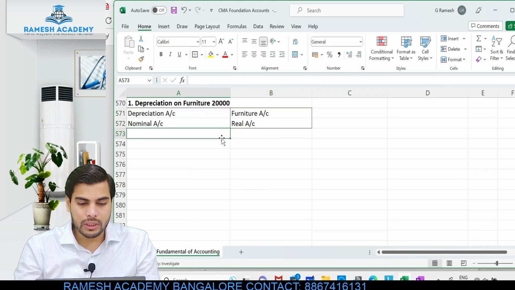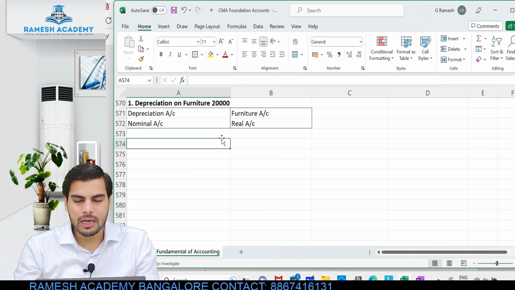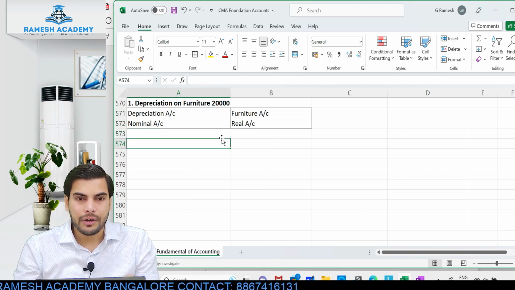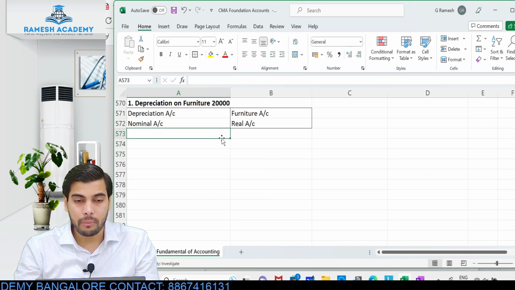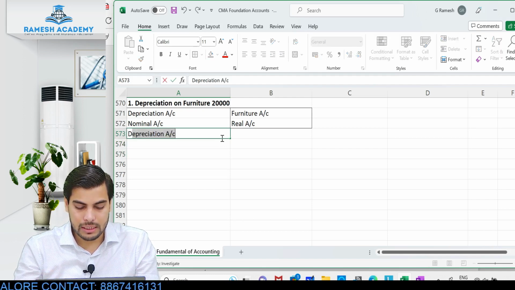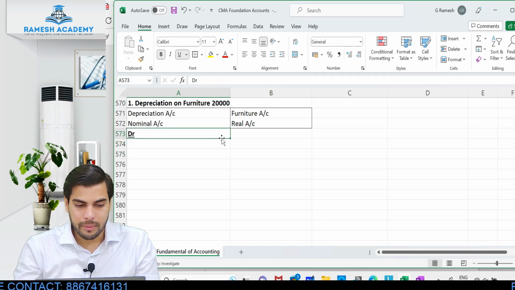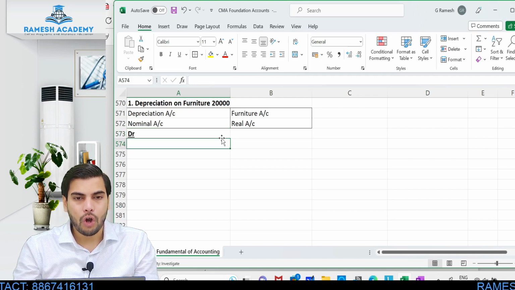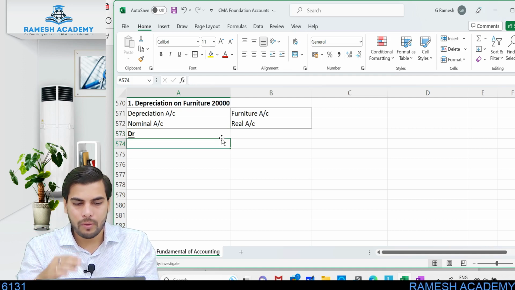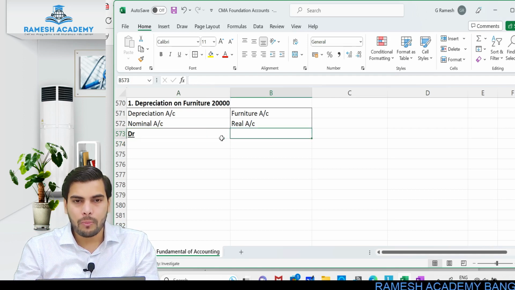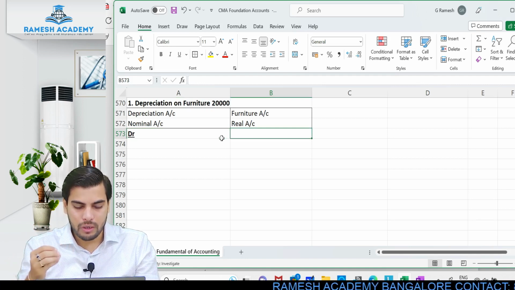Now you need to decide which account you need to debit and which account you need to credit. According to the rule of nominal, debit all expenses and losses, credit all income and gain. So I'll be debiting the depreciation account. Why? Because reduction in the value of my fixed asset is a loss for me. What about furniture? It is a real account, and the value of furniture is going out. Debit what comes in, credit what goes out.